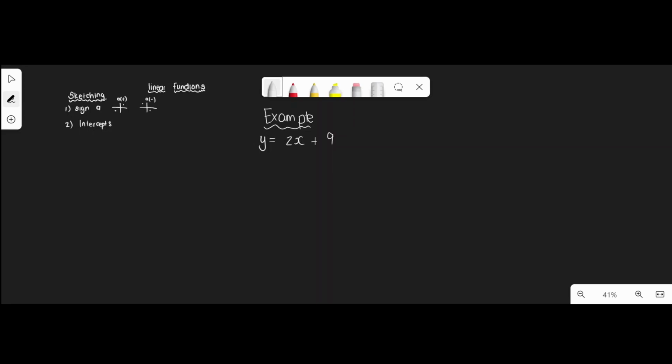And two, we need to find the intercepts. So let's do the first part. I'm going to do it in red. The first part is the sign of A. We know that A is equal to 2. If A is equal to 2, meaning that our graph is going to lie where? It's going to lie in the first and third quadrant, right?